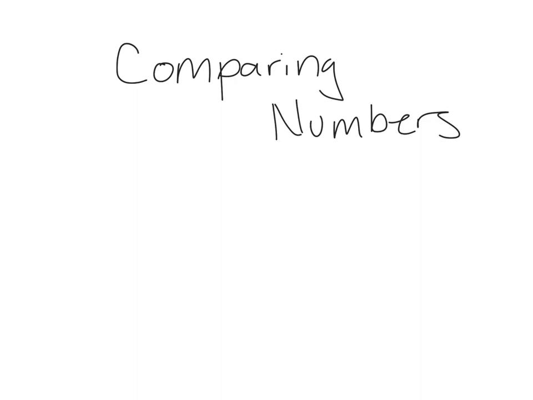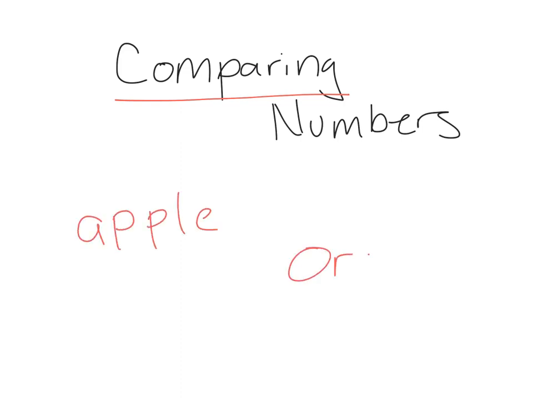So when we're comparing something, we're looking at how they are the same. How is this number the same? How is it different? How do they match up to each other? So if I was to compare an apple to an orange, I would say that an apple and an orange are the same because they're both a fruit.